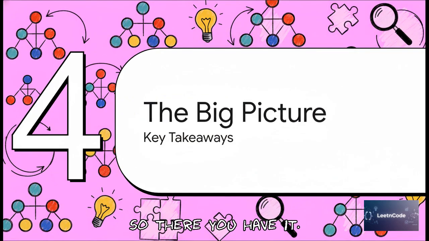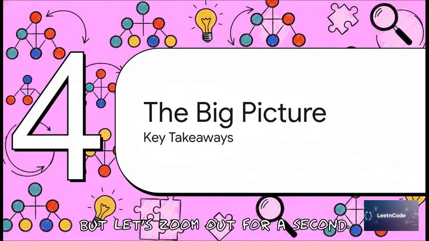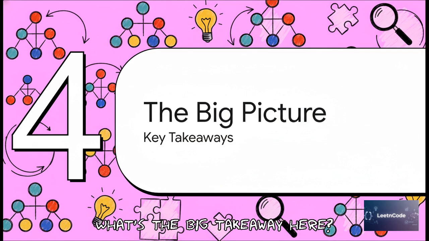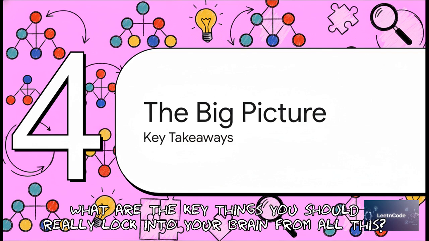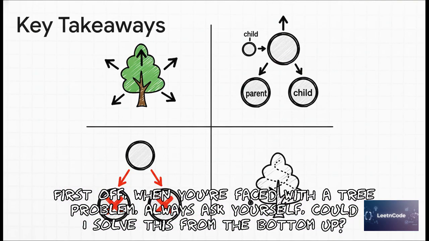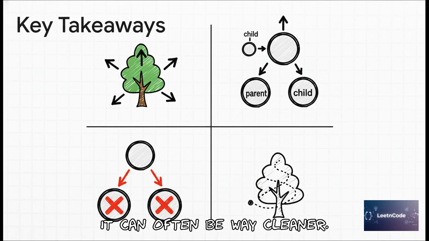So, there you have it. We cracked it. But let's zoom out for a second. What's the big takeaway here? What are the key things you should really lock into your brain from all this? First off, when you're faced with a tree problem, always ask yourself, could I solve this from the bottom up? It can often be way cleaner.